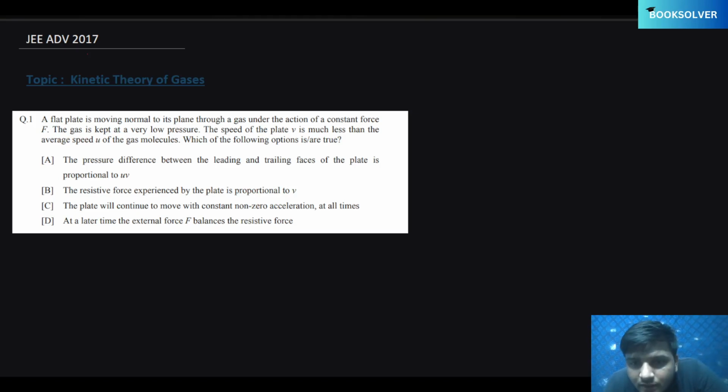Hello everyone. So today we are solving a question of JEE Advanced 2017. This is from the topic of the kinetic theory of gases. So let's start by reading the question.